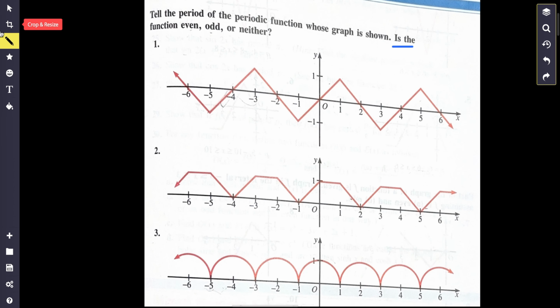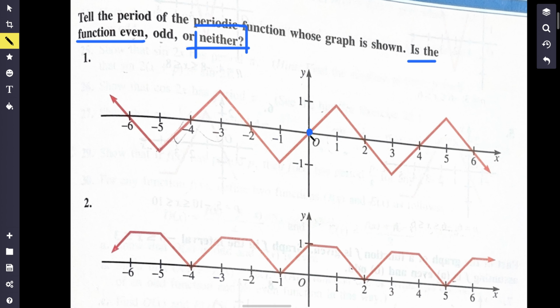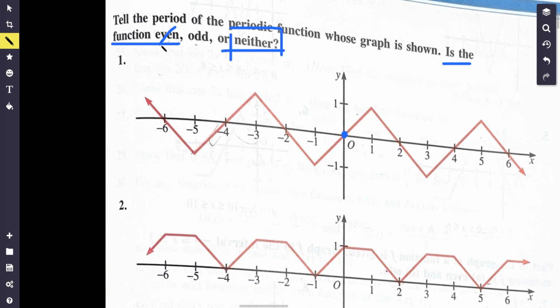So we have these three examples, and we want to find out if the function is even, odd, or neither. This is another thing about these even and odd functions. Functions don't have to be even or odd. Let's start off the first problem. Is this function even, odd, or neither? Well, if this function is even, we know that it would be symmetrical about the y-axis. But in this case, it's clearly not symmetrical about the y-axis. So we know that it can't be even, right? So it's either odd or neither.